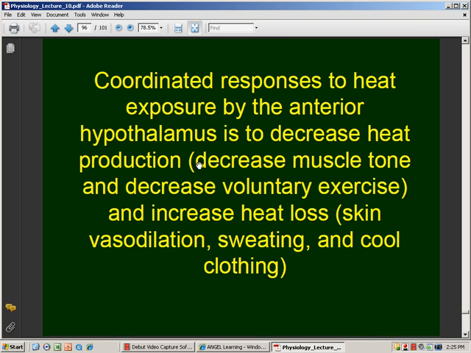And the next one, the anterior part. So posterior, remember you were trying to keep warm. The anterior part is to help you decrease heat production and help you lose heat. All the opposite. So what's it going to do? It's going to decrease your heat production. What's it going to make you do to your muscles? It's going to make you lazy, right?